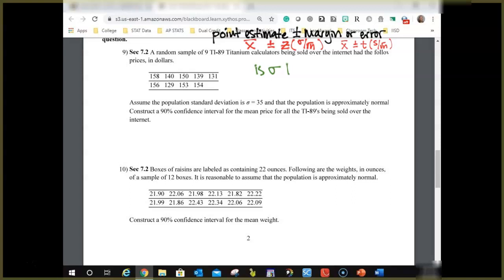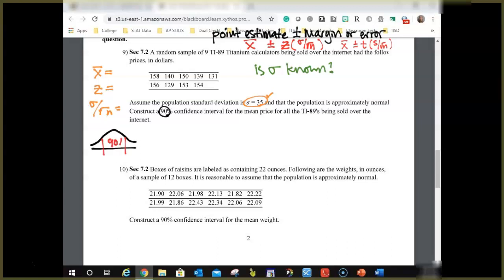So we have to ask ourselves, is sigma known? Do we know the value of sigma? And since we do know the value of sigma, that means we will construct a z interval here. So we need to be able to find what is the sample mean if I were to add all these values together, and then we want to find our critical value. And then we also want to be able to find this, which is the standard error of X bar.